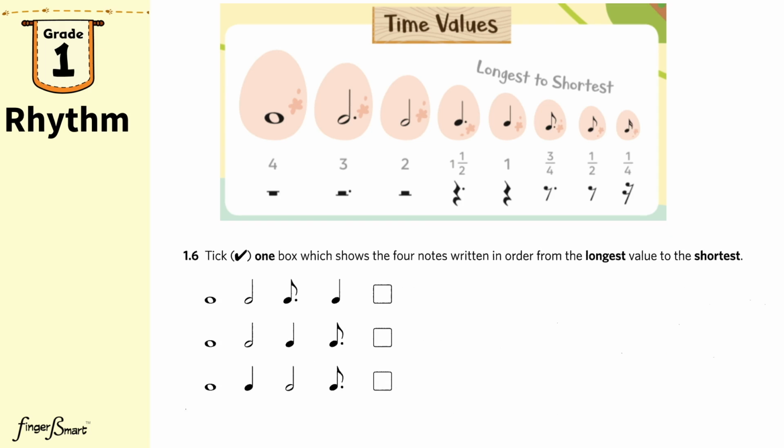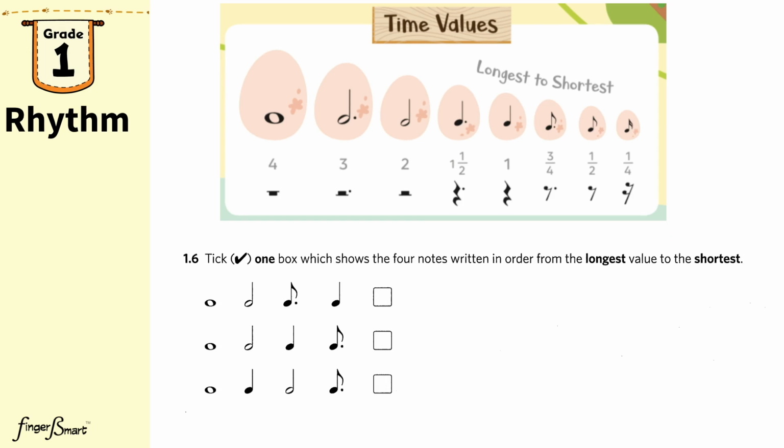One of the very commonly asked questions from this chapter, from question 1.6, will be: tick one box which shows the 4 notes written in order from the longest value to the shortest. You may use this chart to do your workout. Read the question carefully. Let's put a star on the notes that you see here: a semibreve, a minim, a dotted quaver, as well as a crotchet.